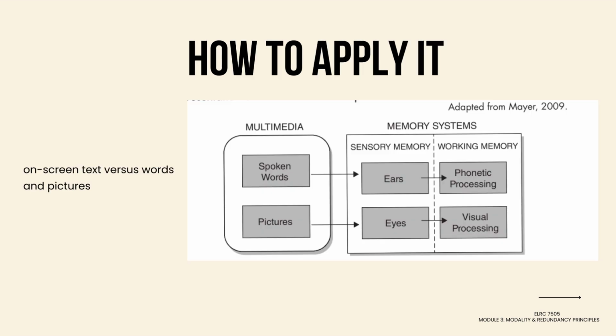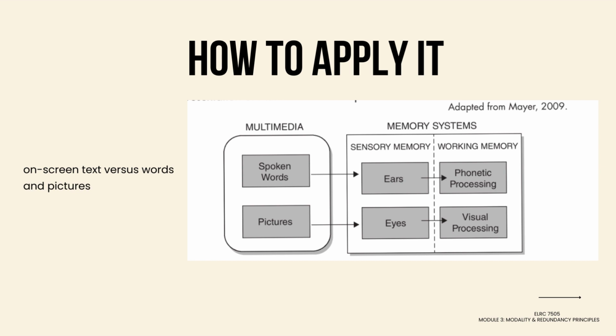Avoid narrating on-screen text when words and pictures are presented simultaneously. In the figure on your screen, you can see that in the multimedia information being presented, the spoken words go through the ears and the pictures go through the eyes of the learner. And this is how the brain processes information.